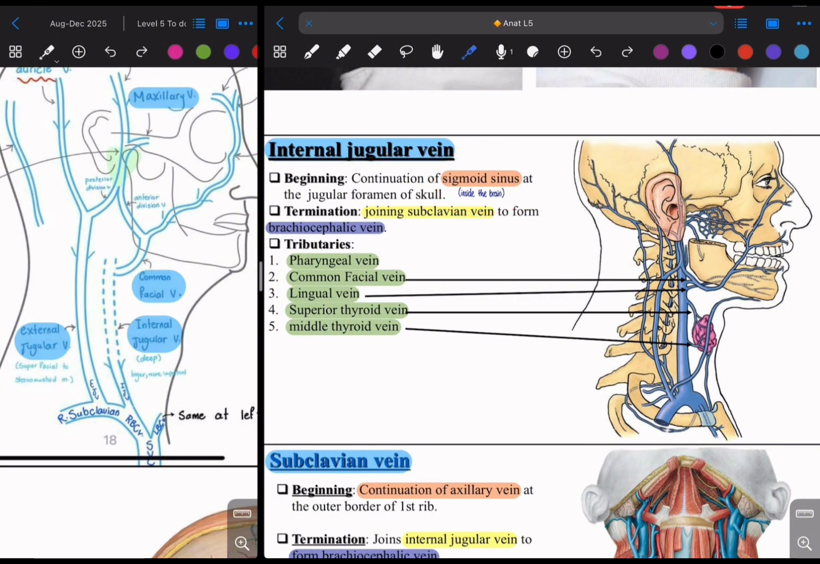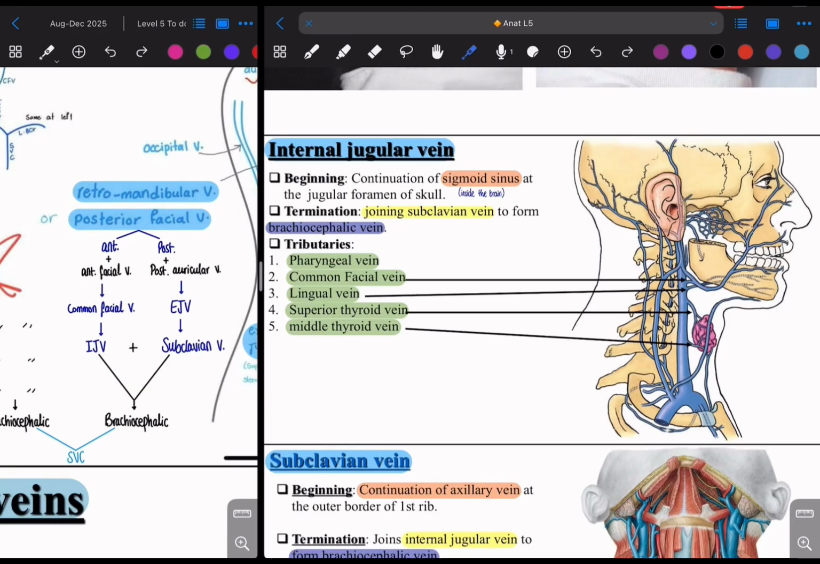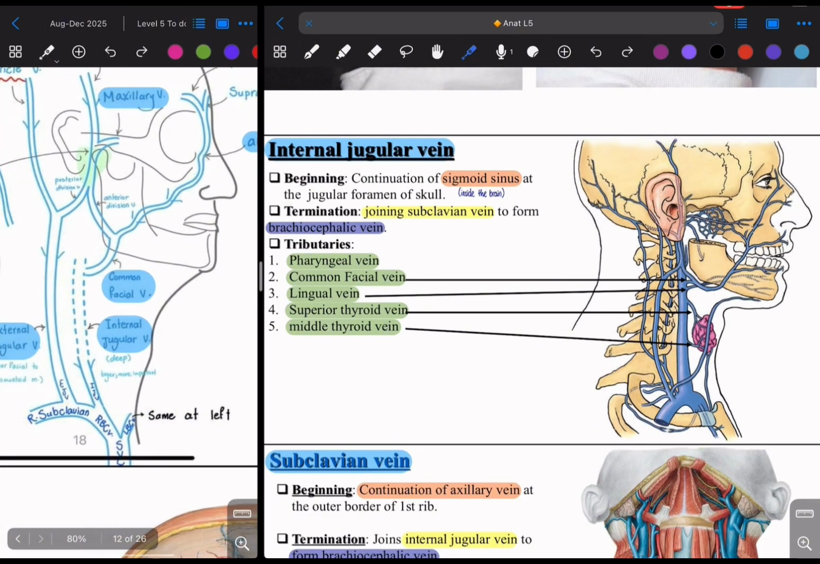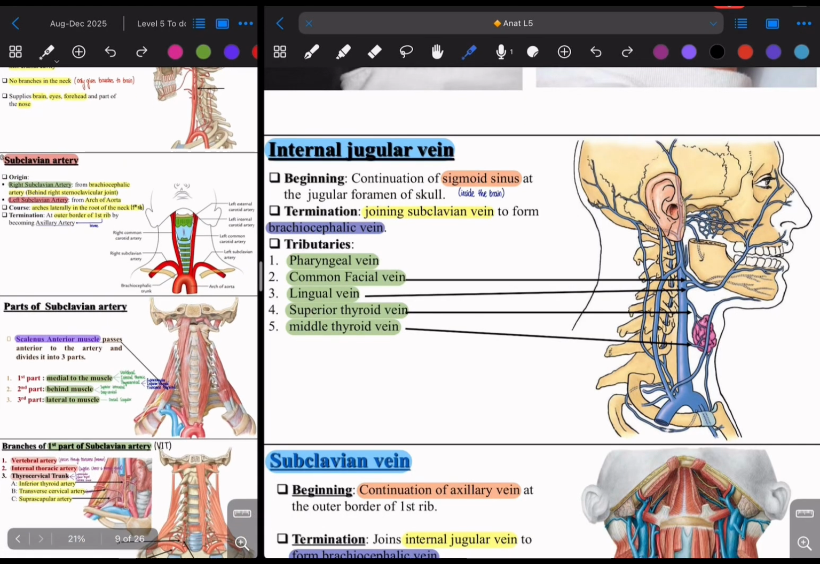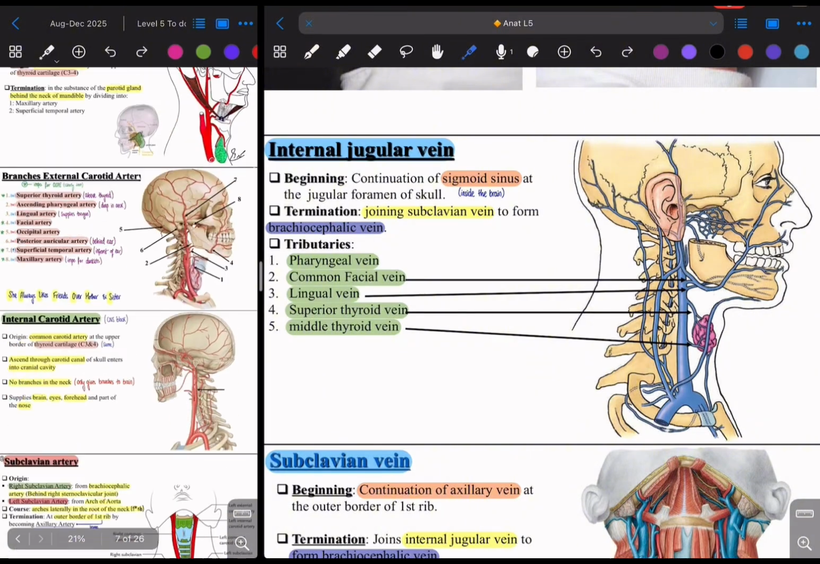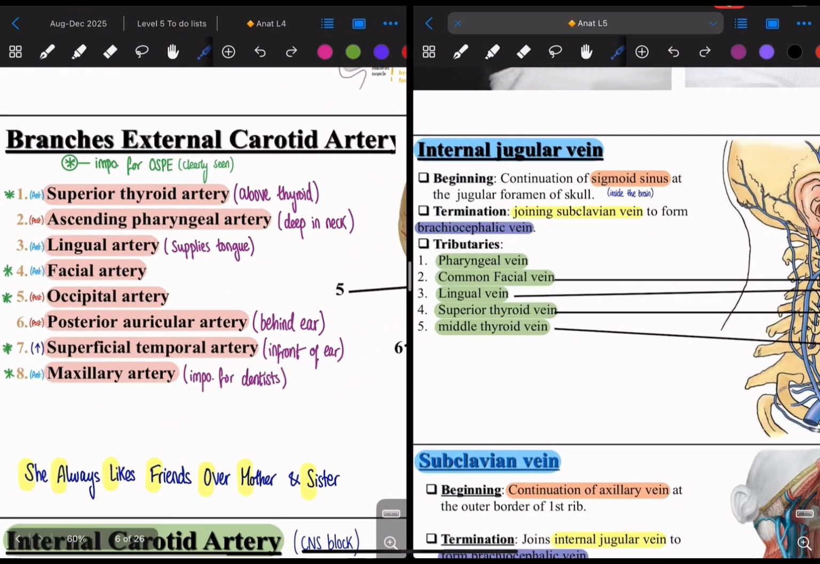Okay? What about the termination? The termination, we said here, it joins with the subclavian and they give us the brachiocephalic vein. Okay? Now let's see the divisions of the internal jugular. The divisions of the internal jugular are 5. They're very easy if we remember the divisions of the external carotid artery. If you remember here, we had 8 divisions, right? Here we only have 5 veins, okay?